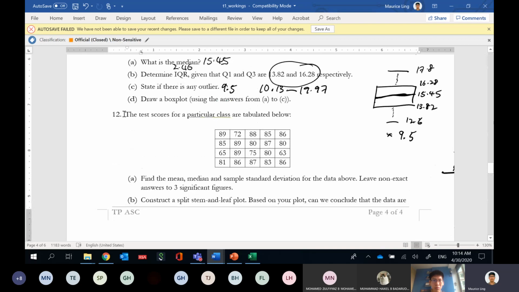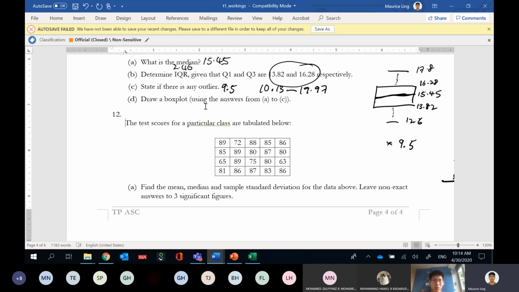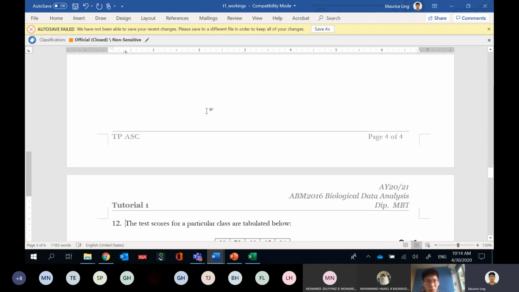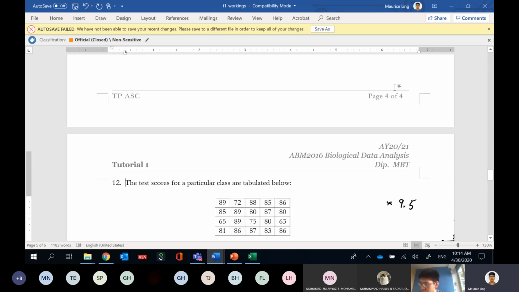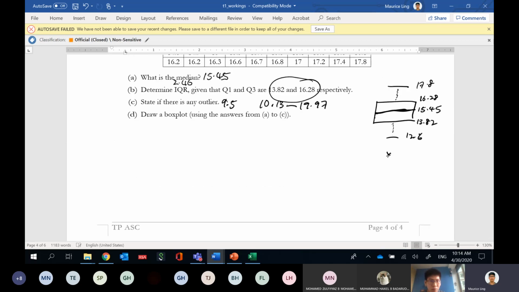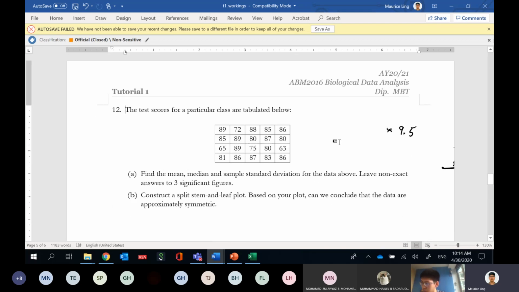Okay, so let's go to the last one, question 12. Mean, median, standard deviation. The mode is irrelevant.